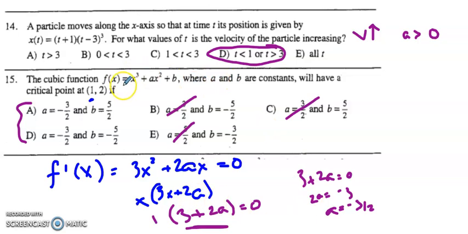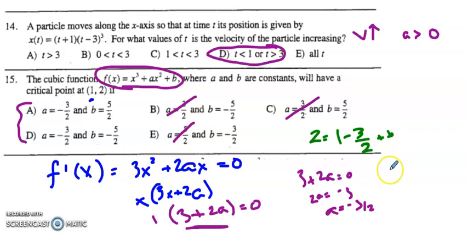And now I'm going to go back into my original function here, and I'm going to plug in a equals negative 3 halves. I'm going to plug in x equals 1 and y equals 2. So 2 equals 1 cubed, which is 1, and then 1 squared, which is 1, times a, which is negative 3 halves, plus b. That gives me 2 equals negative 1 half plus b. So b is going to be, let's see, let me do this again. 1 minus 3 halves is negative 1 half. I have to add that to both sides. So b is going to be a positive 5 halves, and my answer is A.